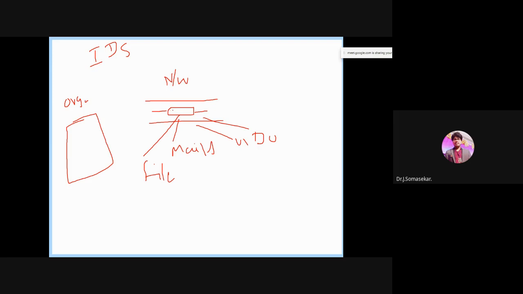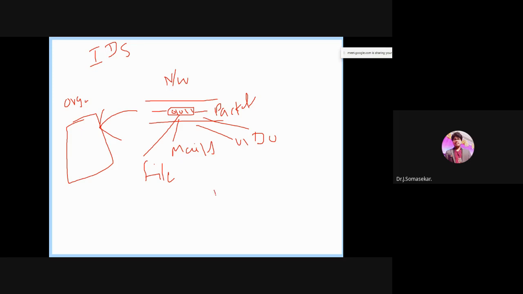This is through packets. These are all packets, in terms of zeros and ones, like 0, 1, 0, 1, 1. So this is the basic idea: we have a network system and we have an organization. Every second we are receiving a huge amount of data. It may be mail, files, documents, etc. Whatever data we are receiving, we don't know whether the data is good or bad.